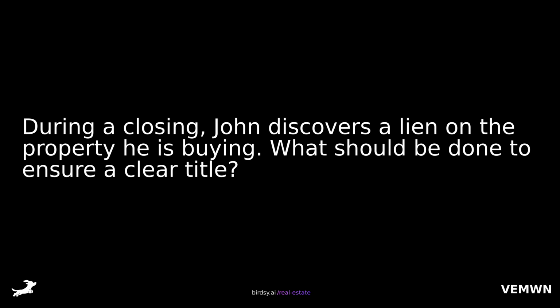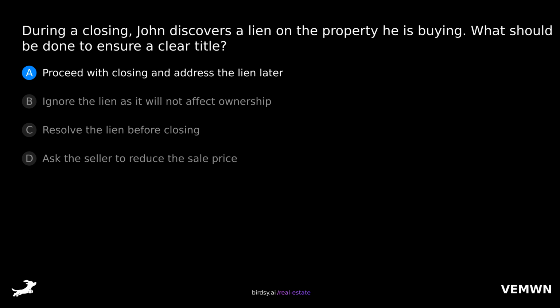During a closing, John discovers a lien on the property he is buying. What should be done to ensure a clear title? Is it A, proceed with closing and address the lien later? B, ignore the lien as it will not affect ownership? C, resolve the lien before closing? Or D, ask the seller to reduce the sale price? The answer is C, resolve the lien before closing.